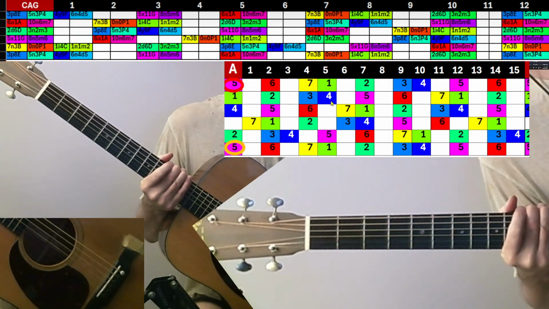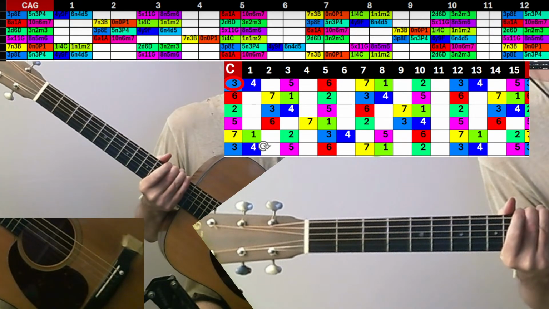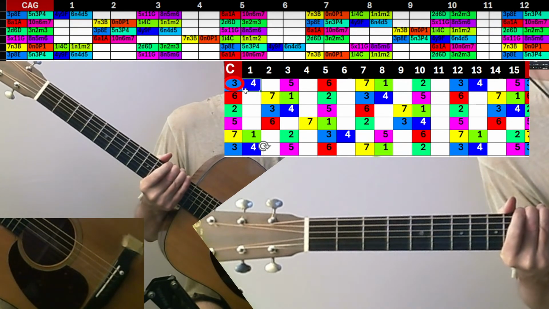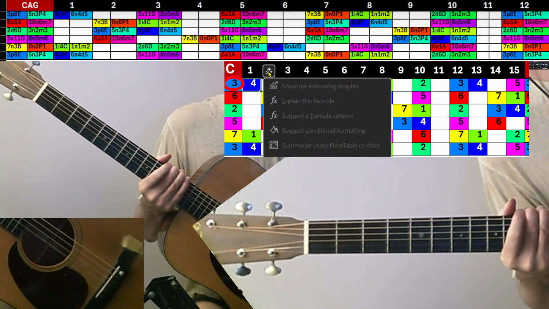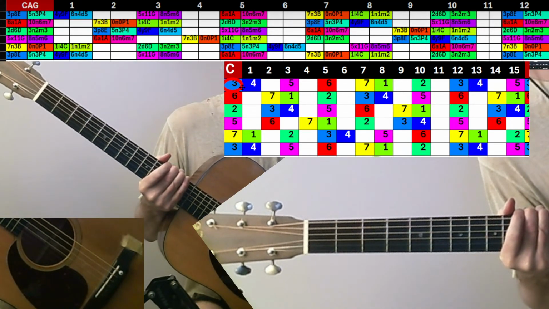Okay, so let's start with this collection of notes. Now I'm gonna say this is Phrygian, but again, I'm gonna try to convert it to like a bluesy thing.